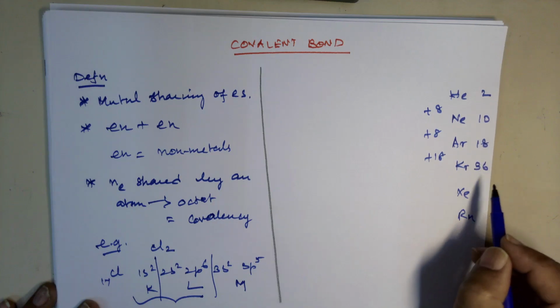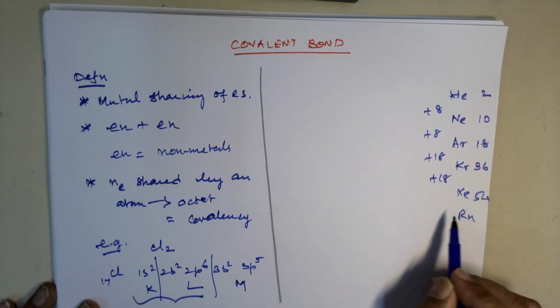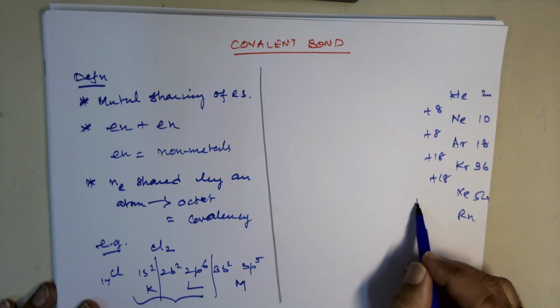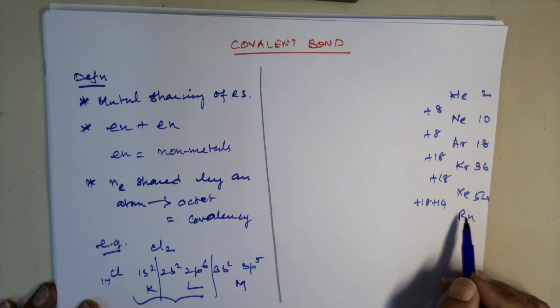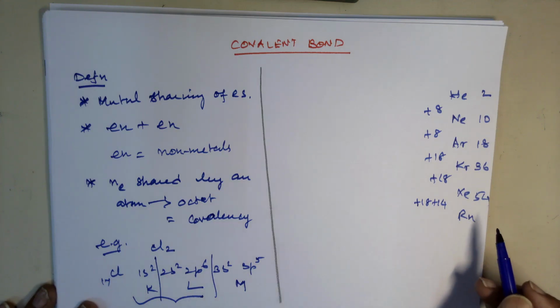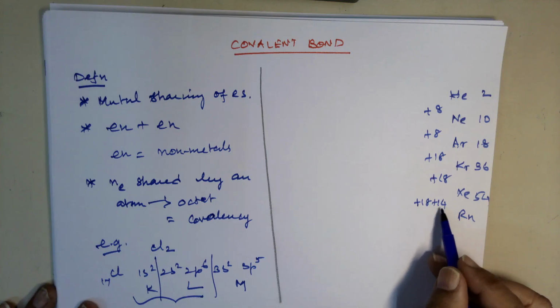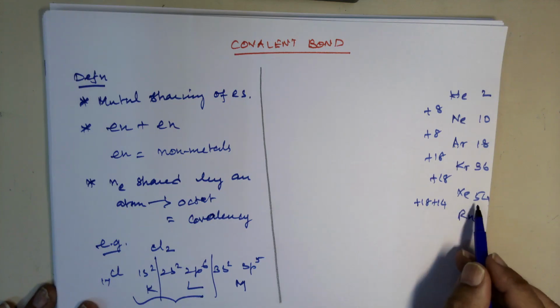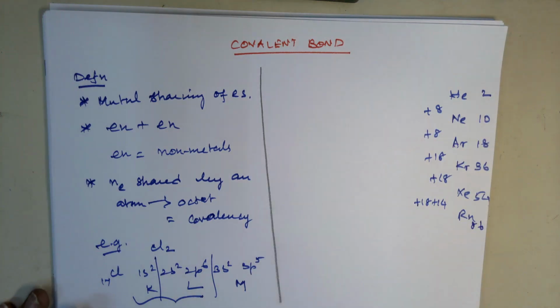So krypton 36. Again add 8. So it becomes 54. Now this time 18 plus 14. Why? Because it travels across the f block also. For f orbital, the maximum electrons are 14. So 14 plus 18, 32. So we have to add 32. So you will get 86. So likewise, you can easily remember the atomic number of the inert gases.